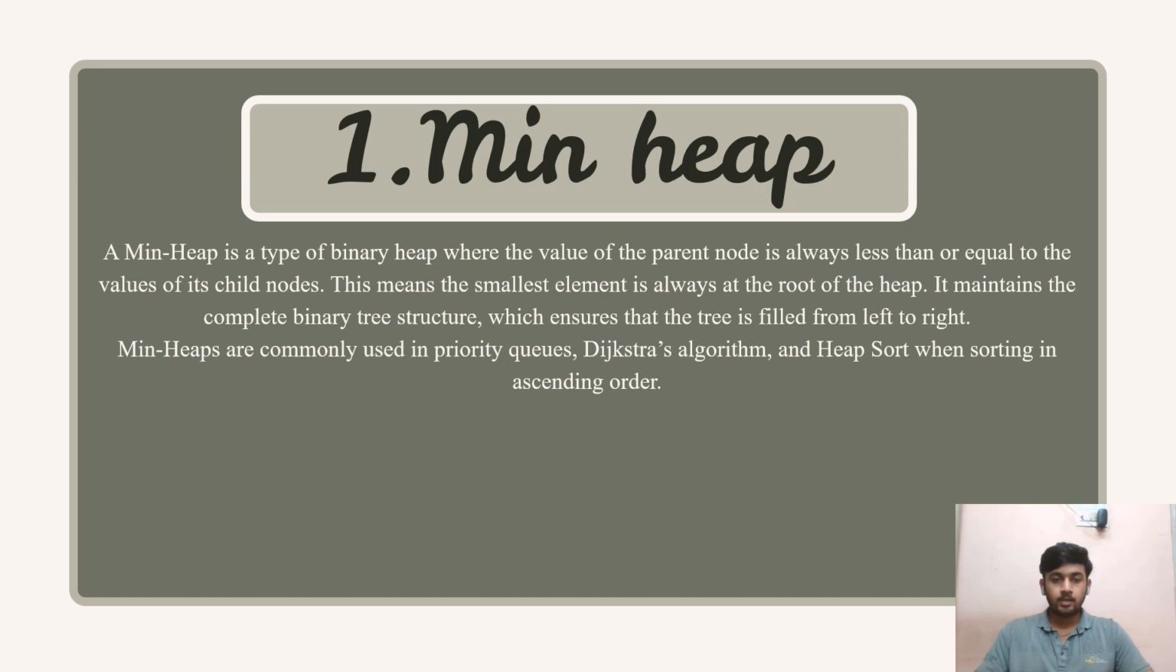So, min heap. A min heap is a type of binary heap where the value of the parent node is always less than or equal to the value of its child node. This means the smallest element is always at the root. It maintains a complete binary tree structure, which ensures that the tree is filled from left to right. Min heaps are commonly used in priority queues, Dijkstra's algorithm, and heap sort when sorting in ascending order.